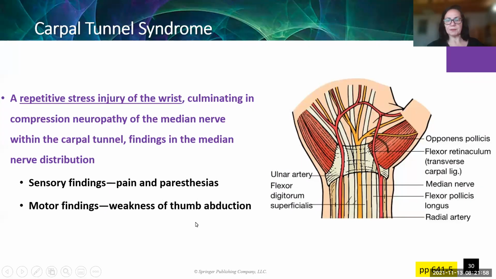So carpal tunnel, as I mentioned, the tunnel that's being referred to is this retinaculum. There's a strip of connective tissue that helps keep all the tendons, nerves, and blood vessels in place. And you get inflammation going through this tunnel. Sensory findings: there's pain and tingling, numbness sometimes in the hand. And the motor finding: there's weakness in abduction. That's moving the thumb out.